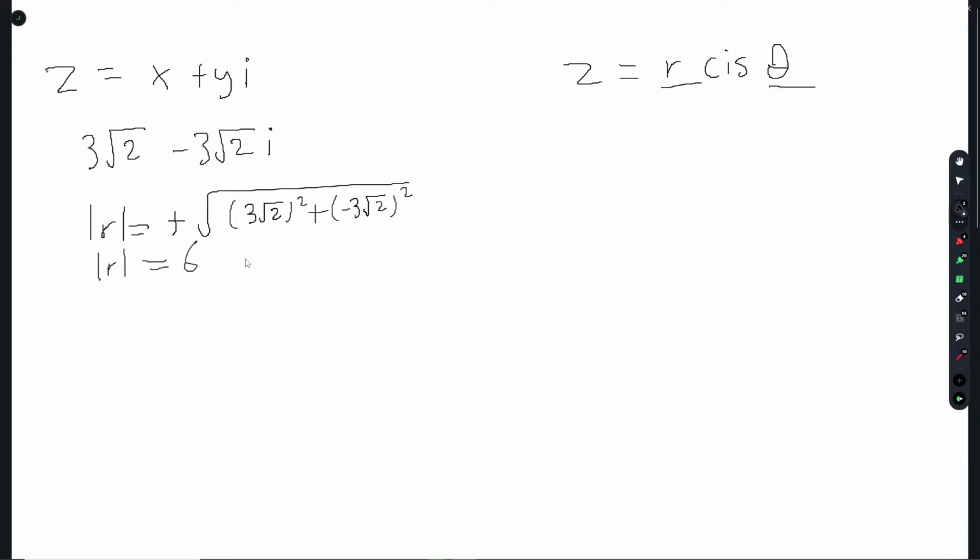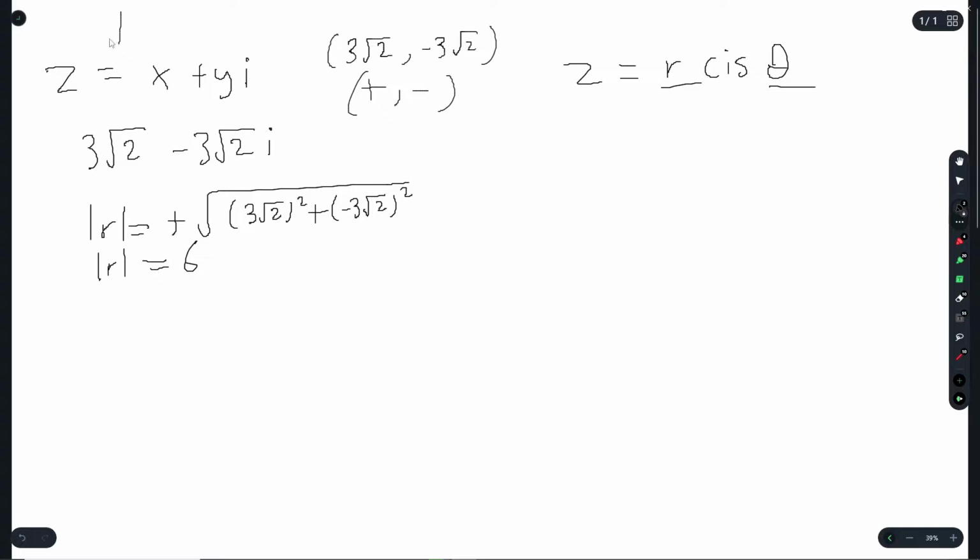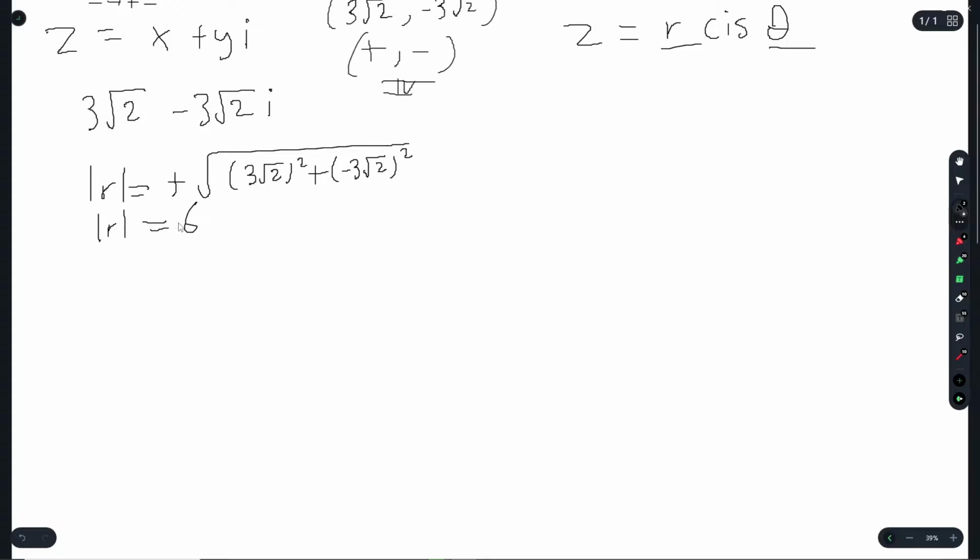Okay, now on to finding theta. So the first step of finding theta is getting the quadrant. Here we can write this as a point: 3 radical 2, negative 3 radical 2. So this is plus and minus. Let's draw a coordinate plane. In quadrant 1 it's plus plus, then here it's negative plus, then here it's negative negative, then here it's plus negative. So plus negative is quadrant 4. So now we can find theta.